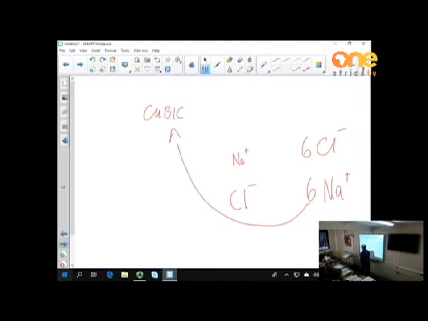If I have water, I've got H2O. I know specifically I have 3 atoms, 2 hydrogens and 1 oxygen. But if I have sodium chloride, how many do I have?